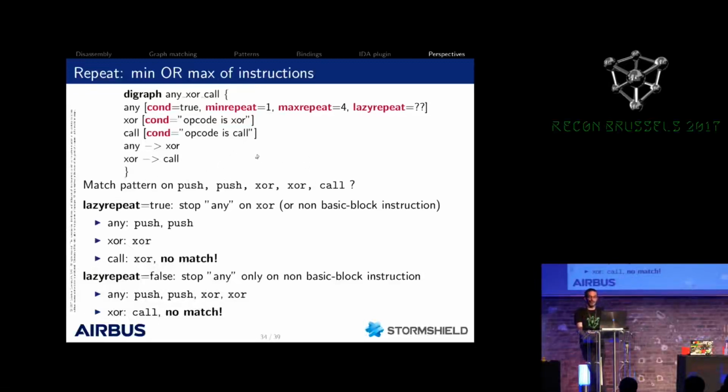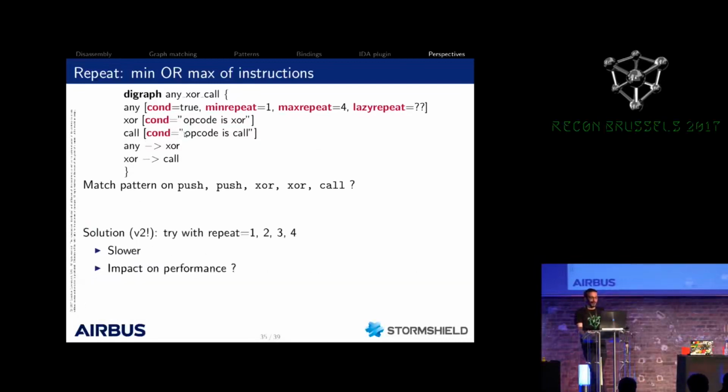But it is counterintuitive, because as with regular expressions, we would like to say, okay, I don't care if any takes 1, 2, 3, or 4 instructions, I would like to test them all. So of course the solution, maybe also for GRAP v2, would be to try every number of repetitions, so 1, 2, 3, 4. Of course it will be slower, so we will need to watch out for an impact on performance.